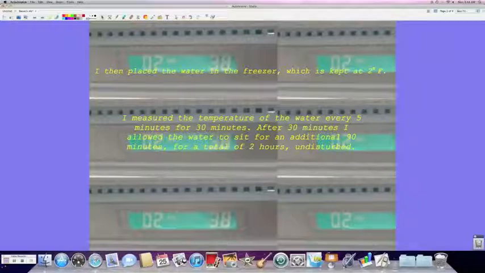I measured the temperature every 5 minutes for the first 30 minutes, and then I took an additional reading after a total of 2 hours. And in between each of my measurements, or right before each of my measurements, I actually shook the bottle a little bit to make sure that the water inside of the container had a fairly consistent temperature throughout, so that the edges of the water wouldn't be cooler than the inside of the water and so forth. So I had to make sure and do that.